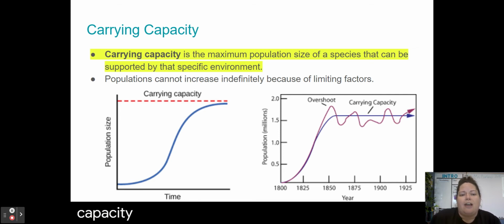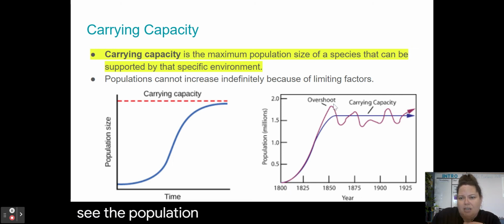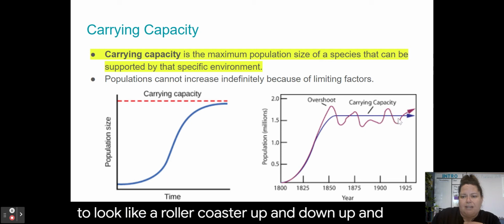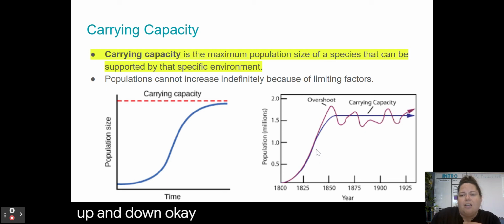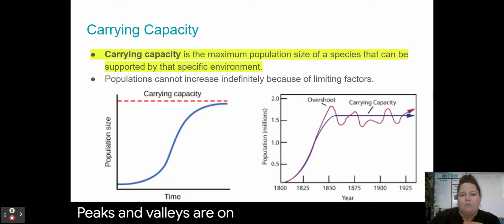Okay, carrying capacity on a graph, oftentimes it'll show kind of like the line level out. That's our carrying capacity. A lot of times the population starts to look like a roller coaster, up and down, up and down, up and down. Okay, our carrying capacity, we try to draw that line kind of through the center of where our peaks and valleys are on that roller coaster.